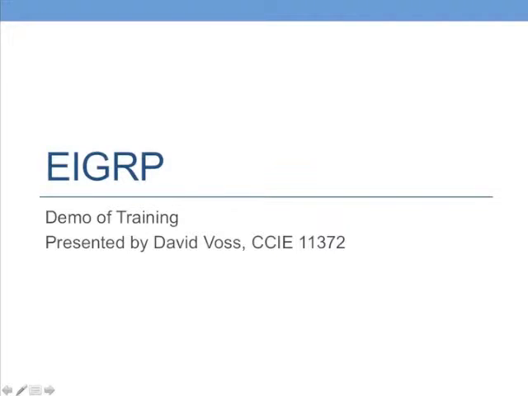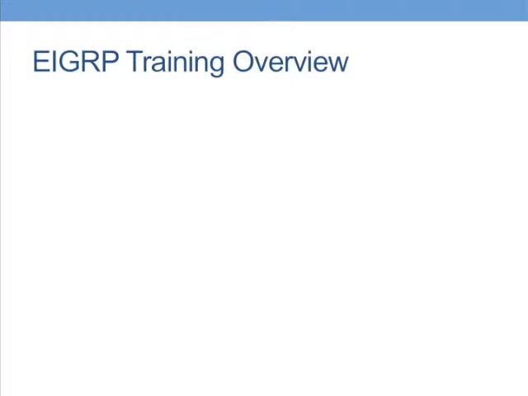This is David Voss, CCIE 11372, and this is a demo of my training for EIGRP. EIGRP is a robust routing protocol that offers quite a few features. And we're going to tackle EIGRP through three angles here.